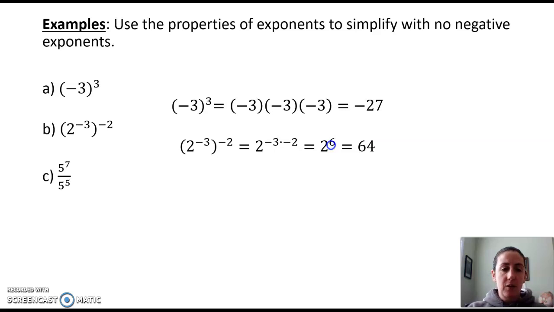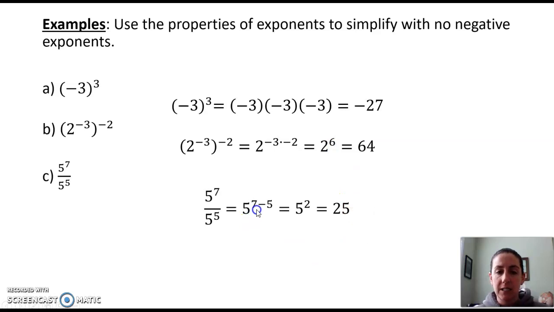5 to the 7th over 5 to the 5th. Like bases being divided, we'll subtract their exponents. So it'll be 5 raised to the numerator exponent minus denominator exponent, which gives us 5 raised to the 7 minus 5, which gives us 5 squared. So we'll take 5 times 5 to get 25.